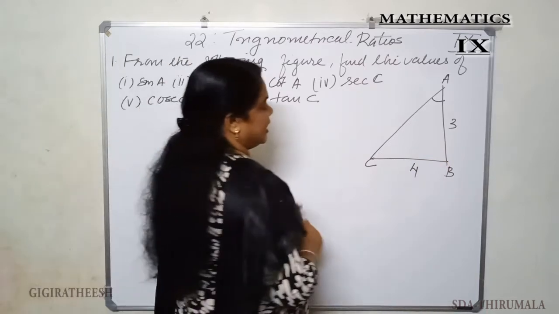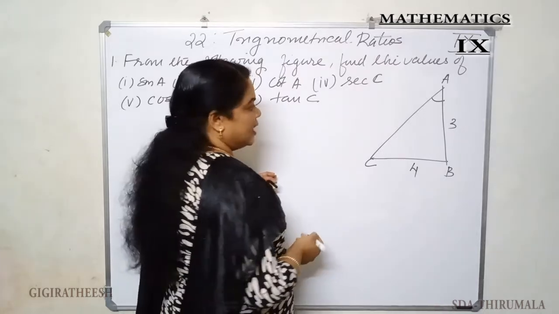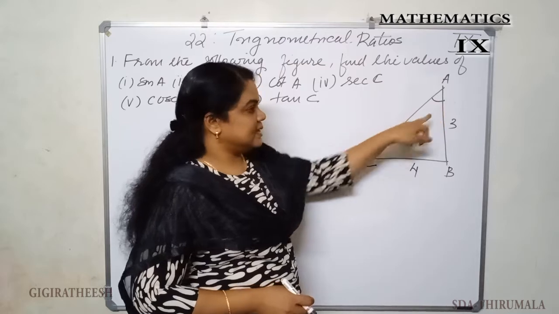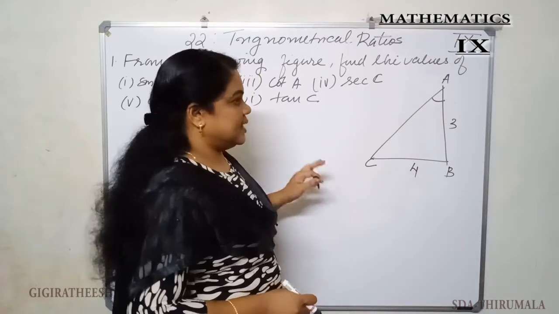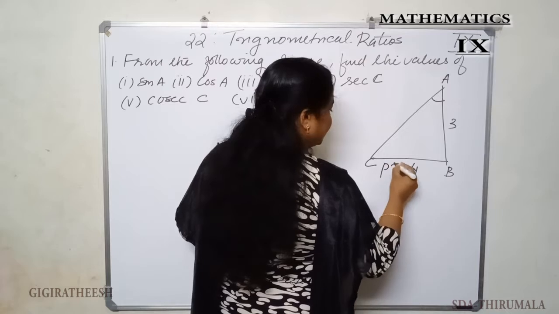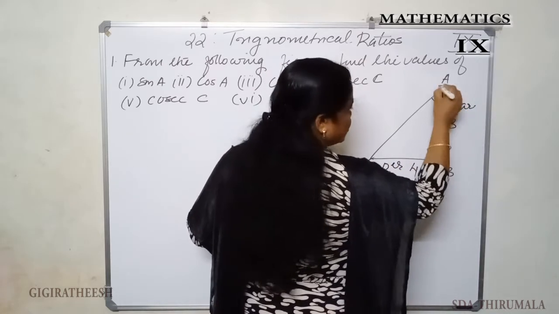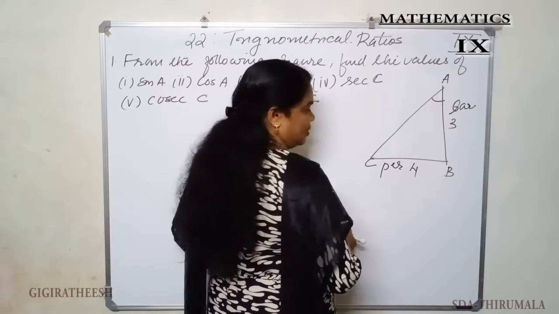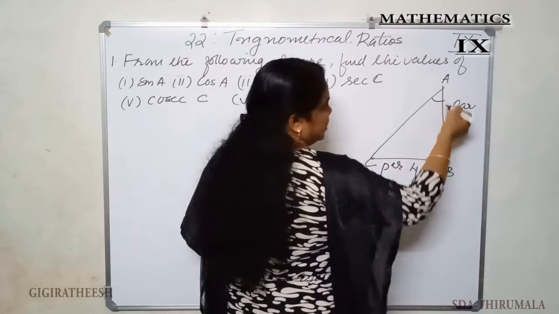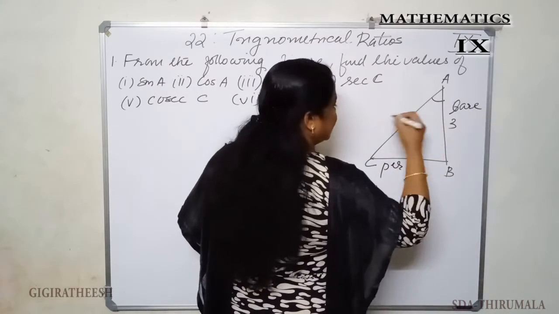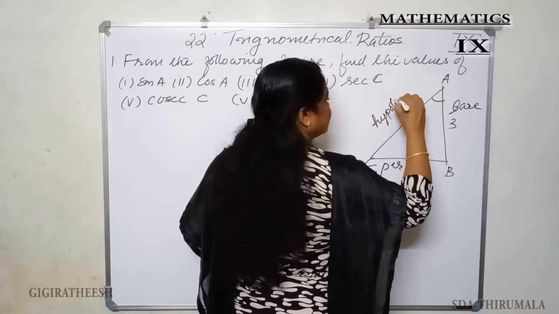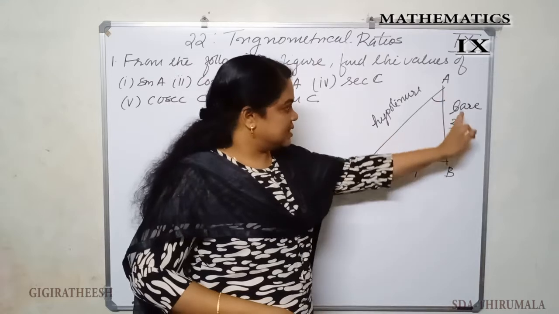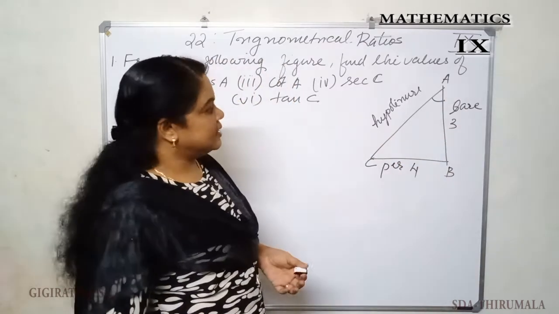Here the angle is A. The reference angle is A. From this we can say that the side opposite to the reference angle is the perpendicular, the adjacent side is the base, and the third side is the hypotenuse.